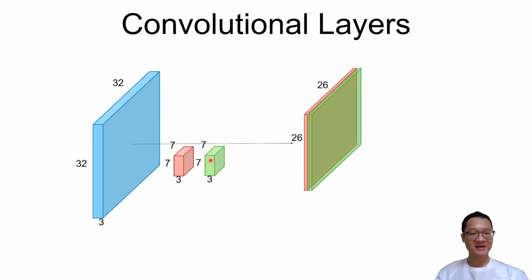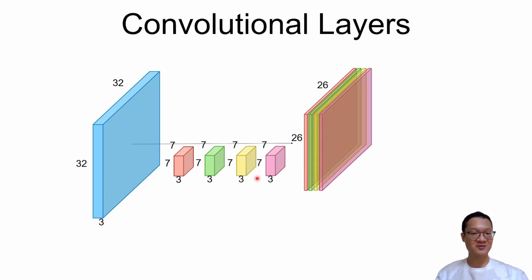We can also slide another filter along the same input image, and then we will be able to get a different 26 by 26 matrix, and we can have many more filters as well. So let's say we have 4 different filters, each of them 7 by 7 by 3. They're different because the numbers or the weights inside a filter are different, right? So in this case, we will obtain something that looks like 26 by 26 by 4 in the next layer.